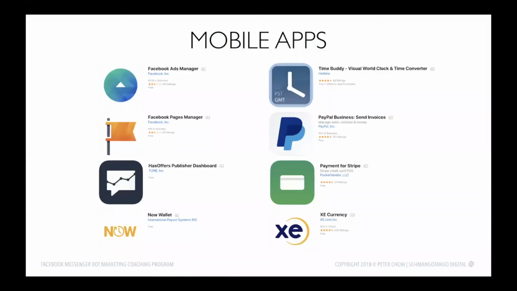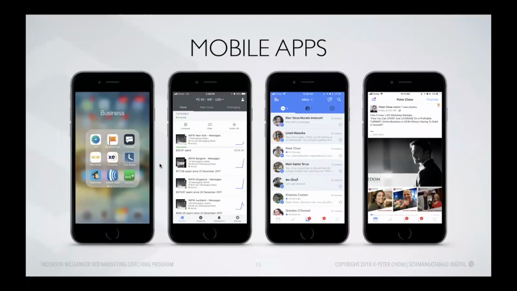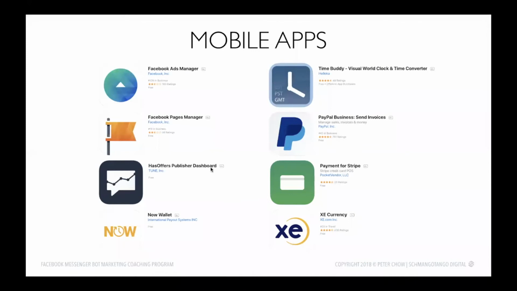Publisher is another application that I have. It basically has the HasOffers dashboard. It connects to my HasOffers account, and it tells me very quickly the moment I launch it, I will know how much commission I have made that day, or the previous 7 days, or that month. Okay, it's just a quick way to take a look at your dashboard, your commission.